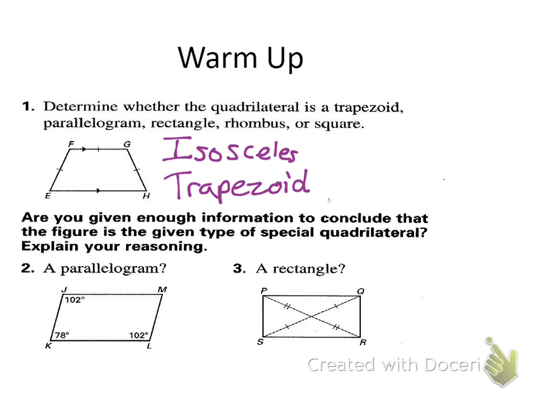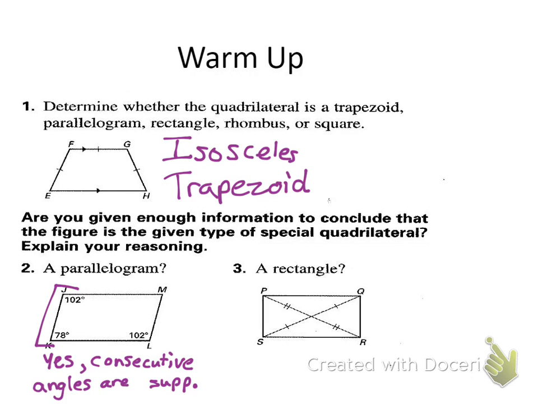your reasoning? So, is number 2 a parallelogram? Yes. Why? Well, what do we know about the angles side by side? The consecutive angles are congruent. Not the same, those aren't congruent. 102 and 78 are. What do they add up to? 180. Yep. So consecutive angles are supplementary. I'll write it out. Supplementary.